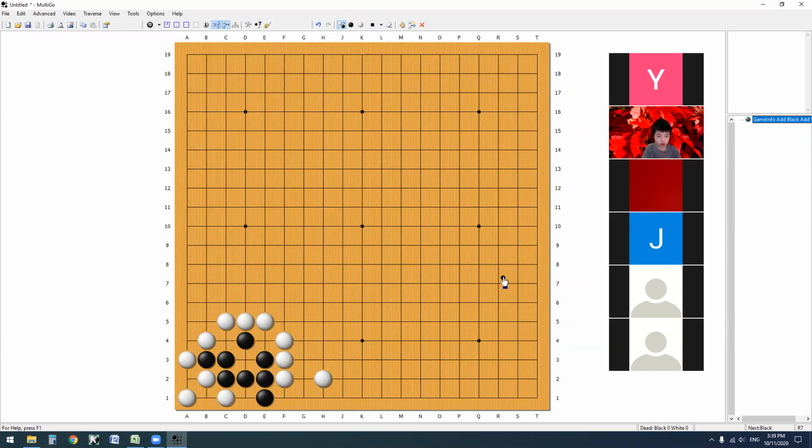B1. B1 is a forbidden point. You cannot go here. There's no liberty here for black. You're not allowed to go here. A2. A2, same thing. It's a forbidden point. It's a dead group. You don't go. You are not allowed to go here because you have no liberties.